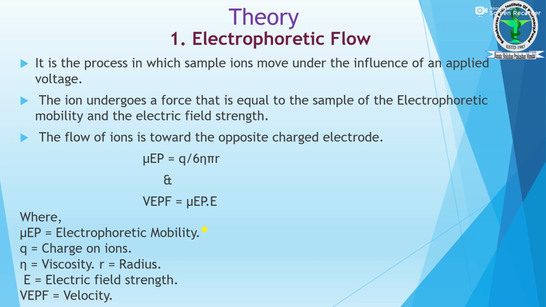The ions undergo a force that is equal to the sample's electrophoretic mobility times the electric field strength. Both the electrophoretic mobility as well as the electric field strength matter. The flow of ions is towards the oppositely charged electrode. Where will the ion flow be? Towards the oppositely charged electrode. So UEP is equal to Q divided by 6πηr, and VEP is equal to UEP times E.